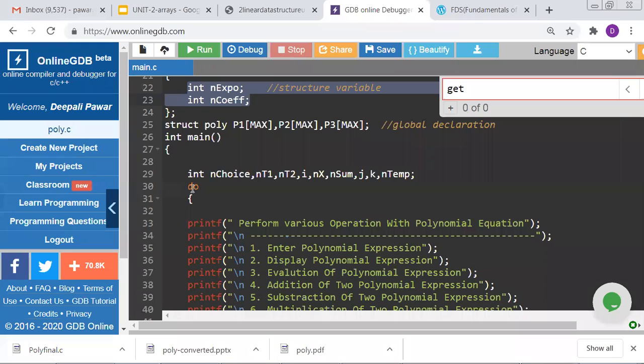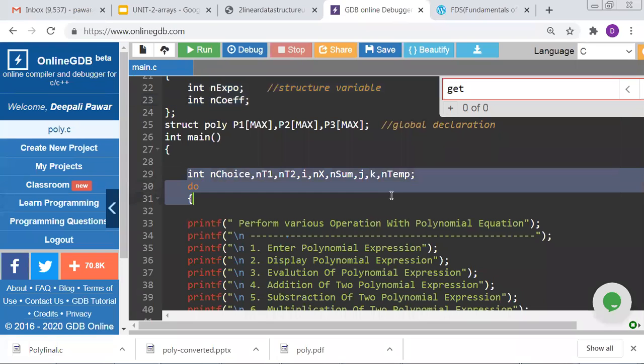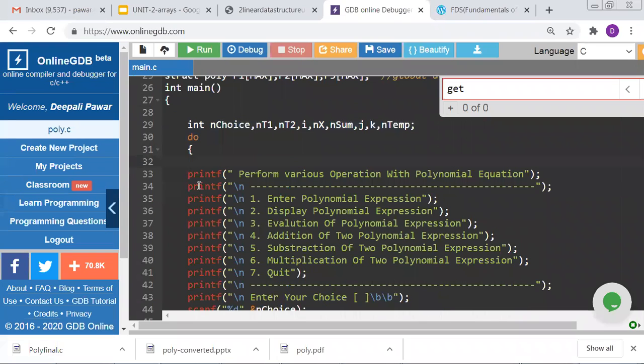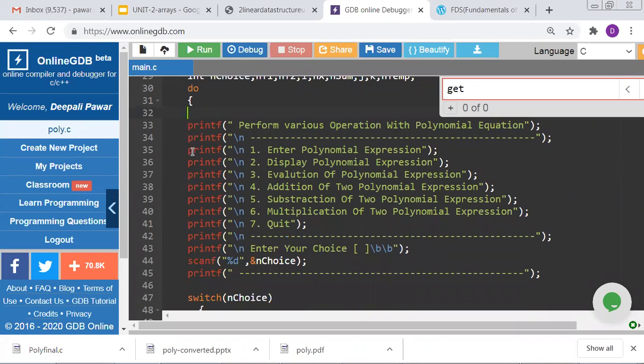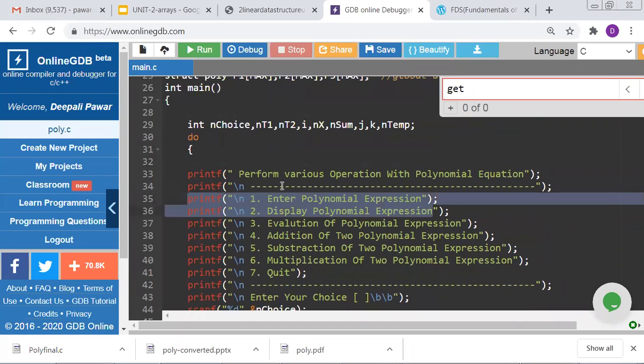That is integer main. We are declaring some variables. After that, in do-start, I am printing: enter the polynomial expression. Display: which operations to perform? Perform various operations with polynomial equations.